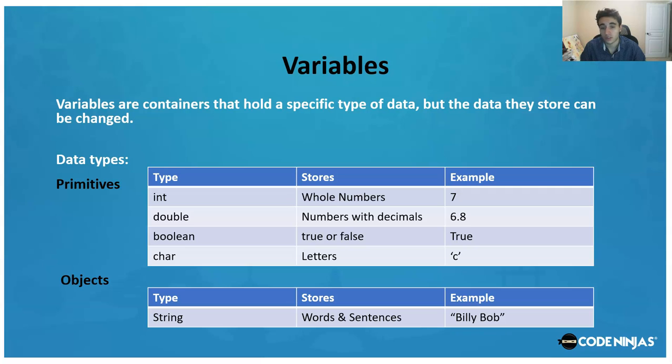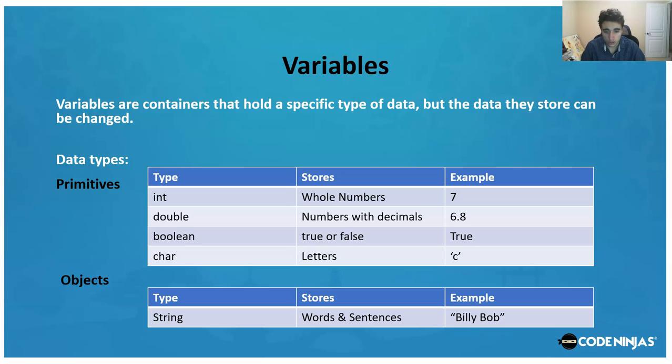Data types. First, primitives. There are four kinds of primitives: integers, doubles, booleans, and characters. So the int type stores whole numbers. An example would be 7. They have no decimal. Double stores numbers with decimals, like 6.8. Booleans only store the word true or the word false. That's it. True or false.